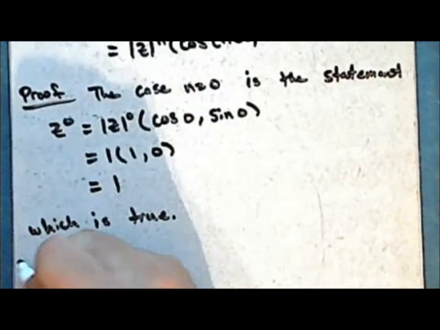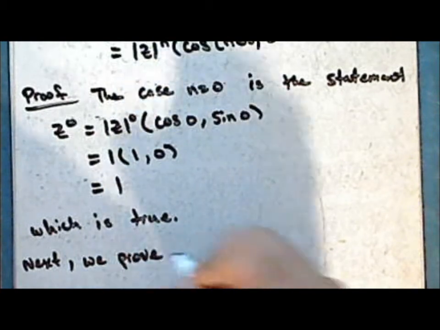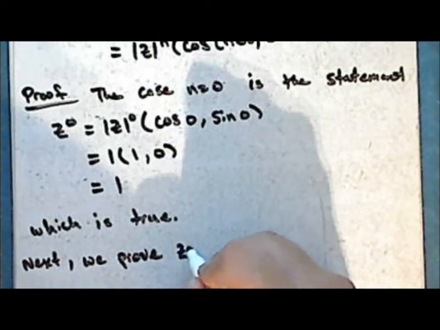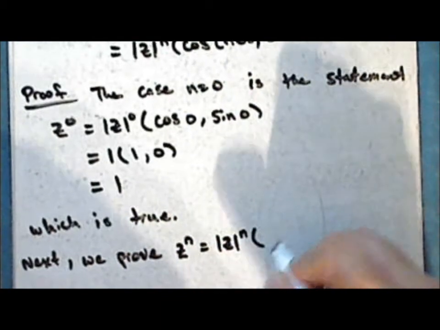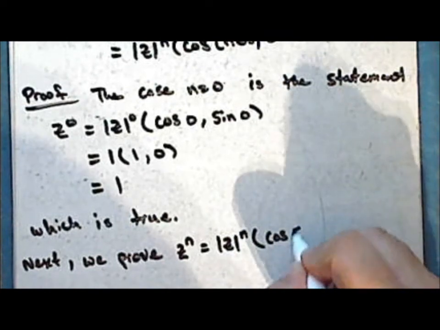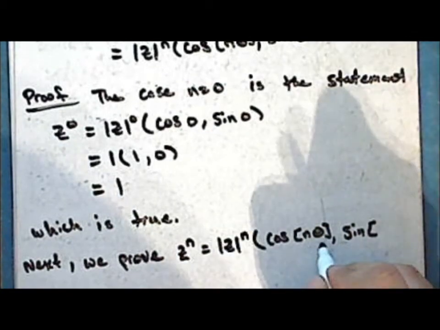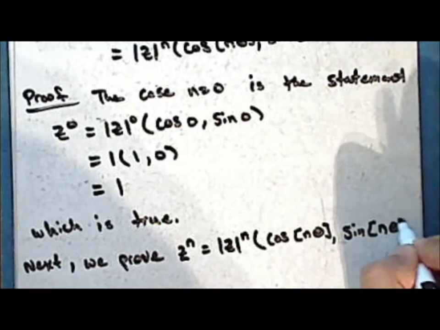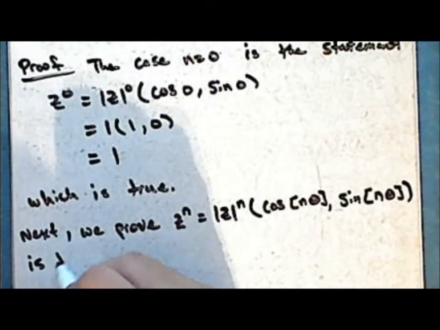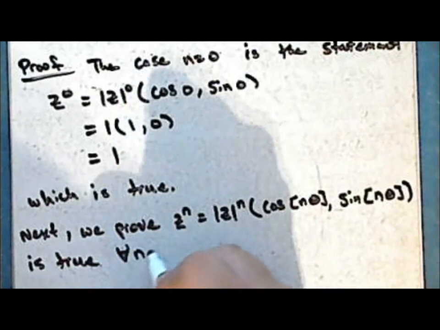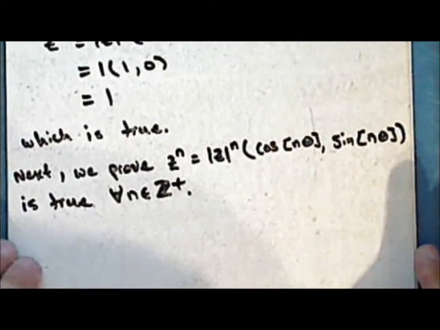So next, we prove that the statement z to the power of n is equal to the modulus of z to the power of n times the ordered pair cosine of n theta, sine of n theta. We'll prove that this is true for all positive integers n. So our proof will be by induction.